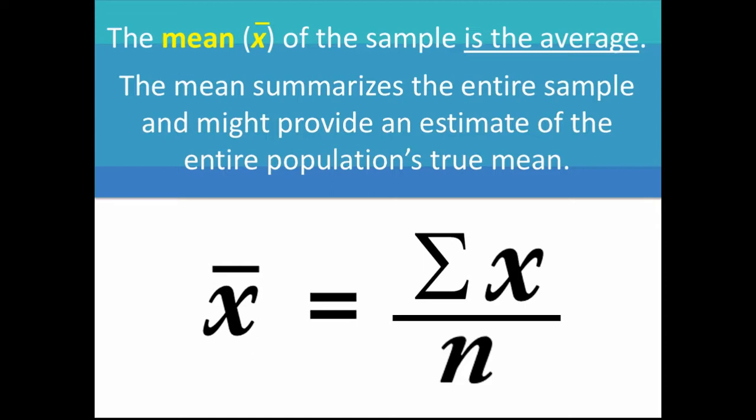You can also talk about the average as a mean, which is the real term that most mathematicians use. They don't really say average, they say mean. And they use X bar to represent the mean as a symbol. That general overall process of the mean representing the sum of individual data points divided by the sample size is represented in the equation that you see here. It's summarizing the entire sample for us, and it might provide an estimate of the entire population's true mean.